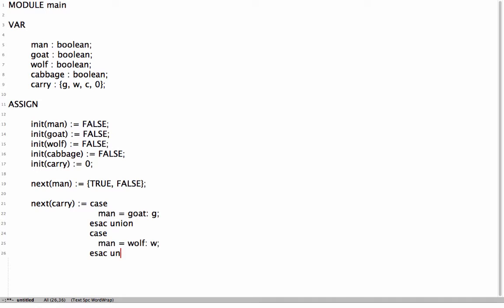In case man equals cabbage, the carry could be C union 0, which means that nothing is carried. So this is a new thing that I have not talked about yet. This union gives us a non-deterministic choice for the next value.